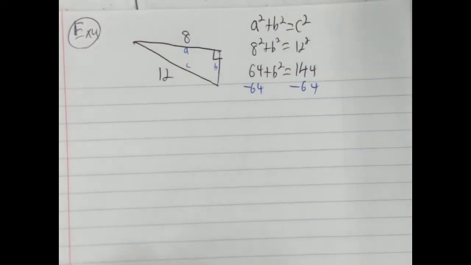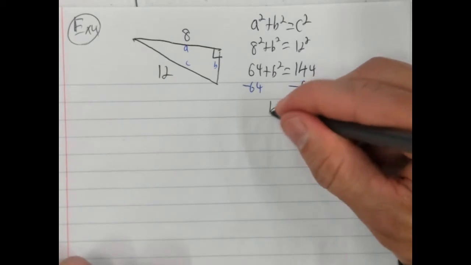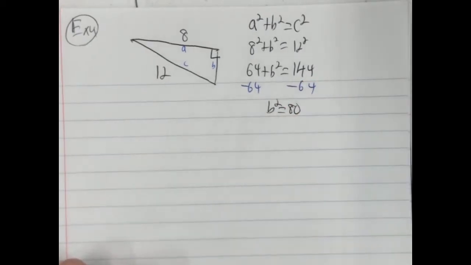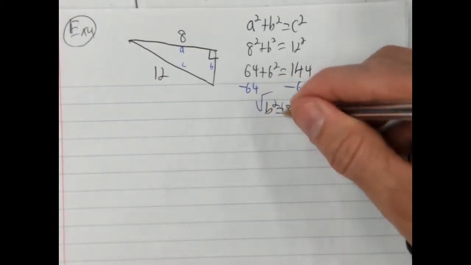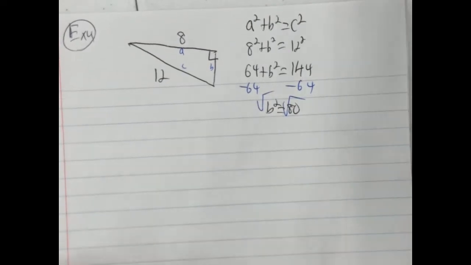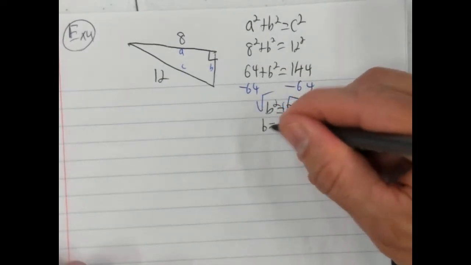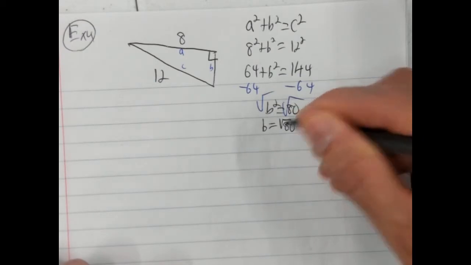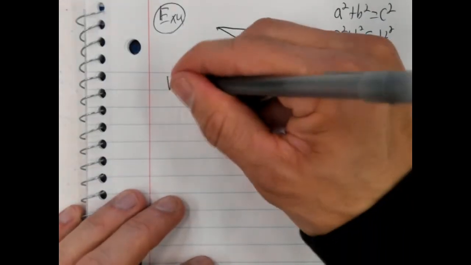And that's going to give us b squared equals 80. So now we're going to square root both sides, and b is equal to radical 80. Now we're not done though, because radical 80 can be simplified. So we're going to go ahead and do a factor tree.